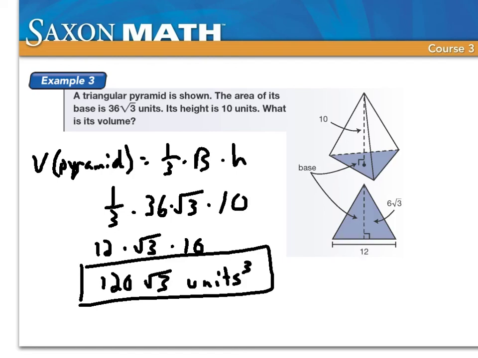And that is all for your lesson on how to find the volume of cones and pyramids. Best of luck to you on your homework.